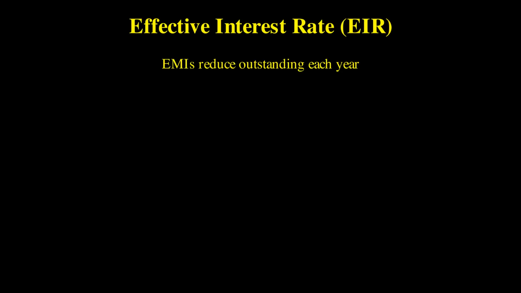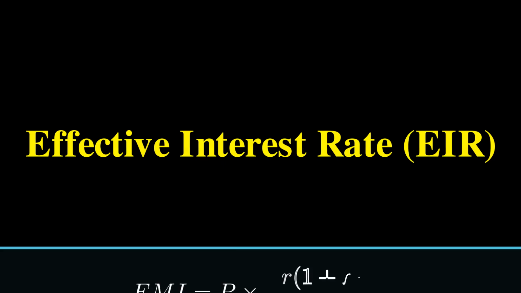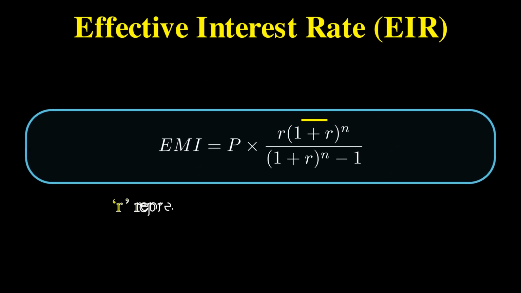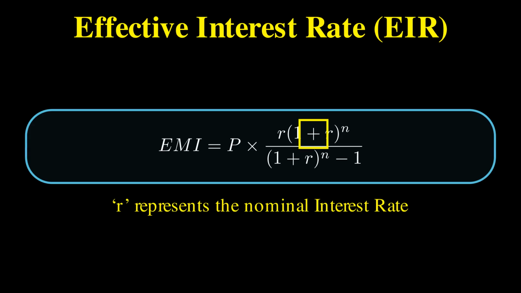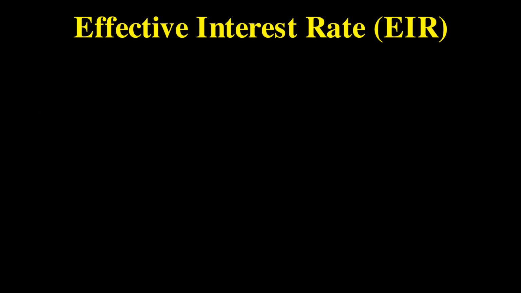Let us understand the concept of effective interest rate, or EIR. It reflects the true cost of lending after accounting for timing of cash flows, fees, charges, and commissions. EIR is not always the same as the nominal interest rate printed on the loan agreement. The nominal interest rate is embedded within the EMI formula. It represents the discount rate that equates all future EMIs to the present value of the loan disbursement.